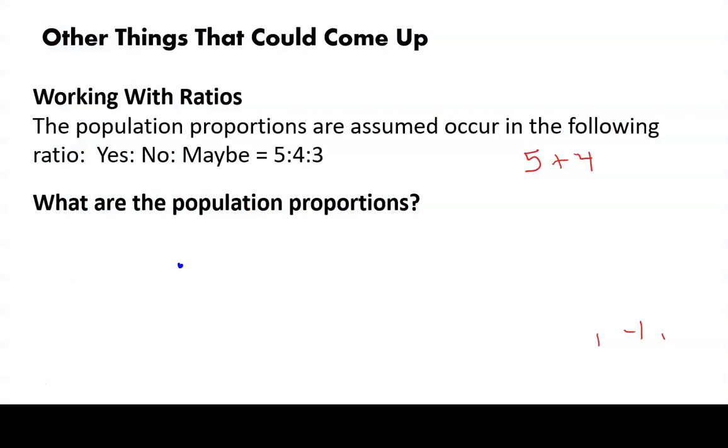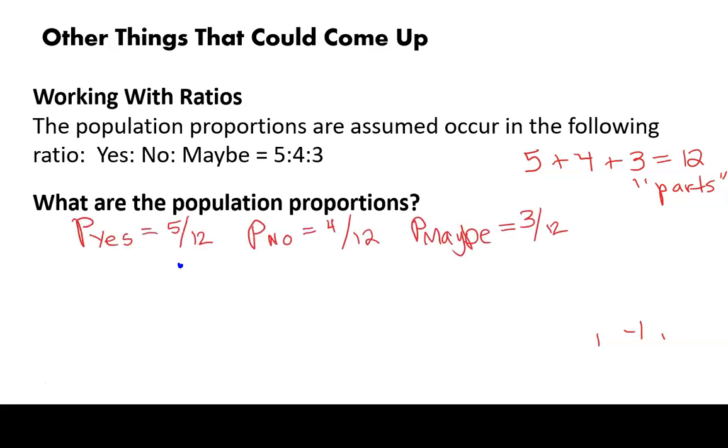Okay, so other things that might show up here. Excuse my little writing, it's really hard to select all of these in PowerPoint to get all of the things to show up. So let's say that they give you a ratio and they say yes to no to maybe is 5, 4, 3. So again, what you want to do is take 5 plus 4 plus 3, that's 12 parts. So if I'm talking about those population proportions, the proportion of yes would be 5 out of the 12 parts. The proportion of no is 4 out of the 12 parts.